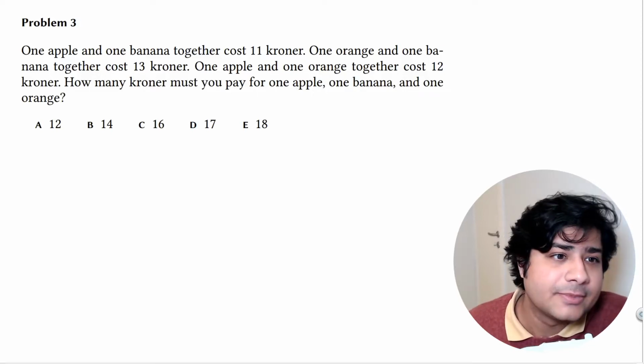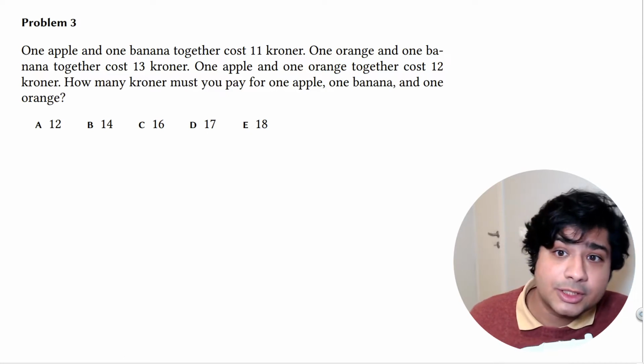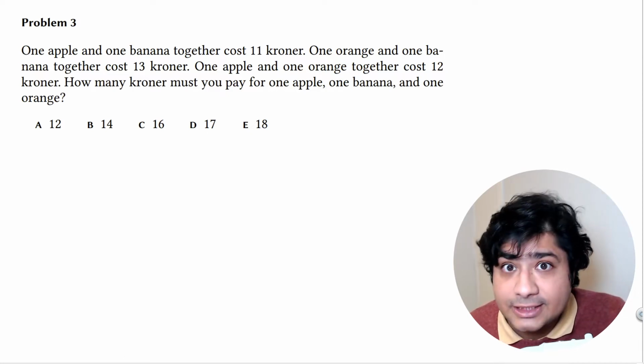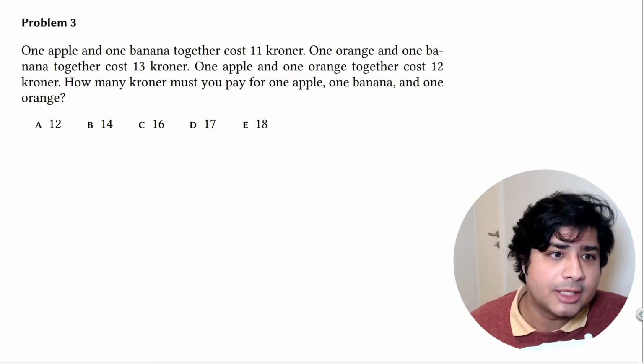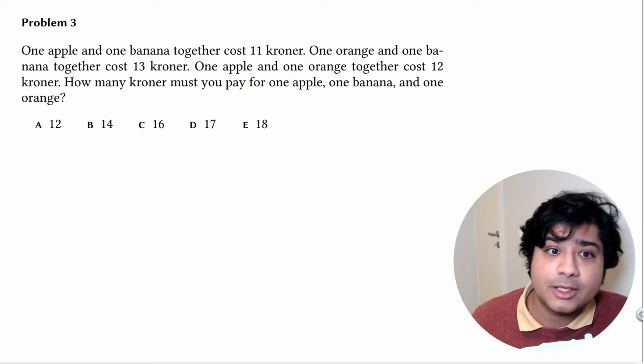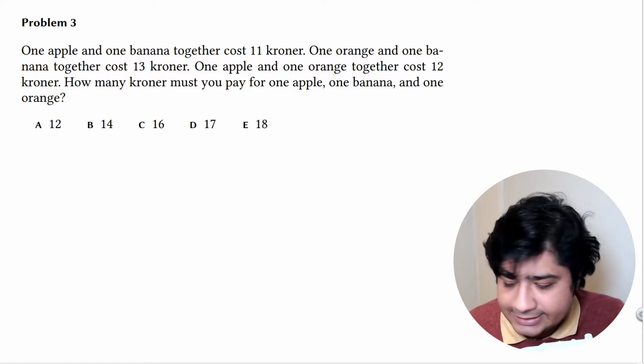Problem 3. 1 apple and 1 banana together cost 11 kroner. 1 orange and 1 banana together cost 13 kroner. And 1 apple and 1 orange together cost 12 kroner. How many kroner must you pay for 1 apple, 1 banana, and 1 orange?